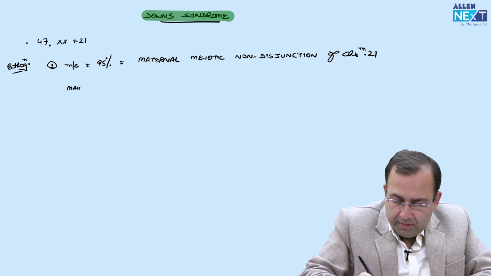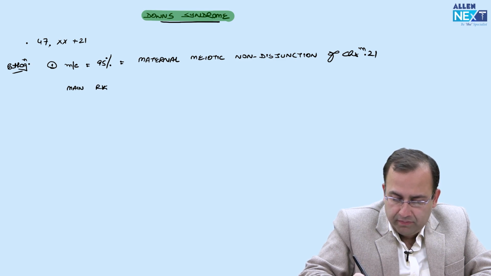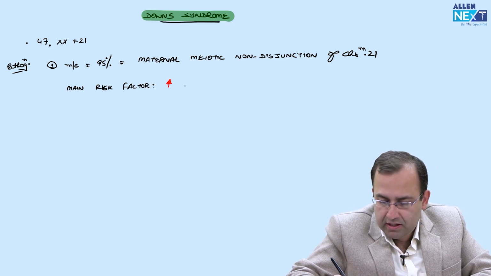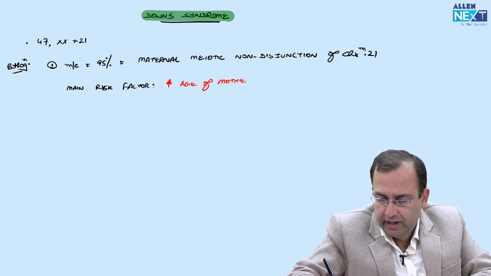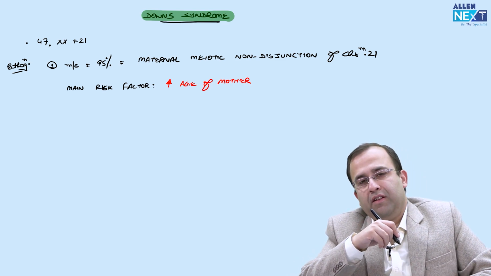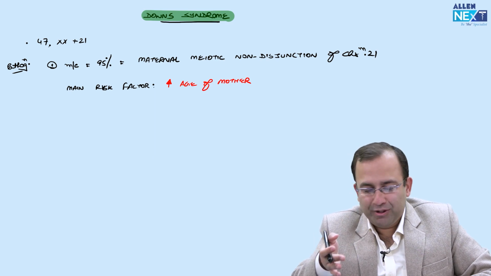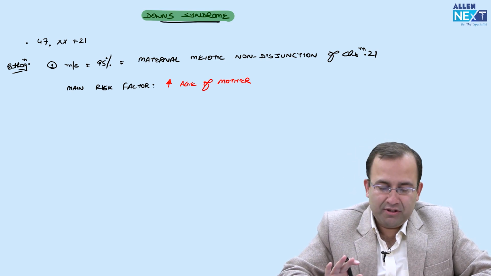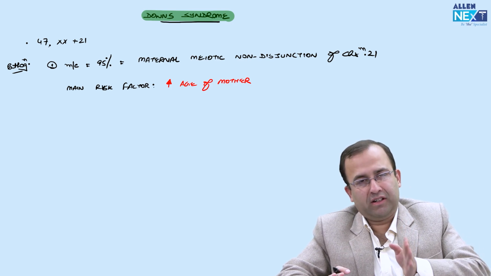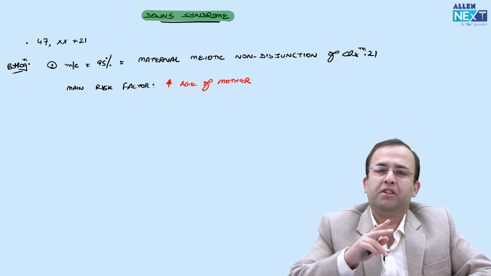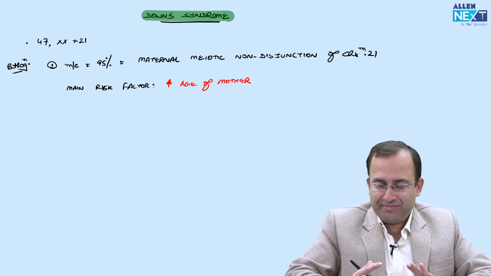Which is the main risk factor for Down syndrome? The main risk factor for Downs is increased age of the mother. Is age of the father important? Not for Downs. It is certainly important for the mother, but age of the father is not important for Downs. The risk is markedly high above 35 years of age.